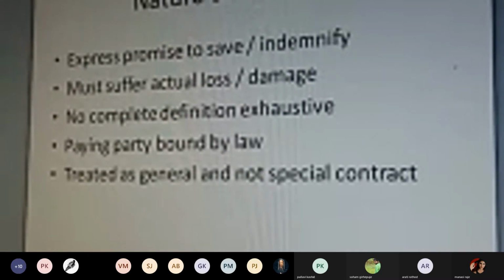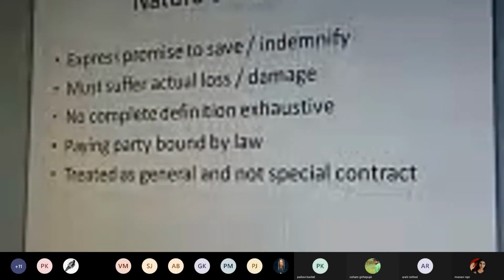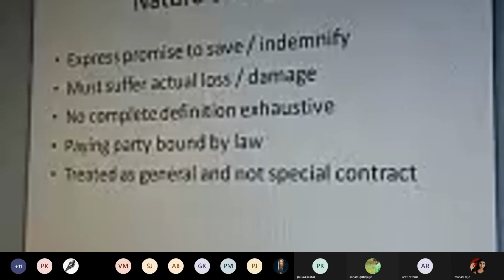Nature of contract. The nature of a contract of indemnity is an express promise to save or indemnify. So here, what is your concern? What is your motive? What is your purpose? Your nature, purpose, or motive is to save. It is specifically to save a particular person from a certain loss. So indemnifying is to save a certain person.